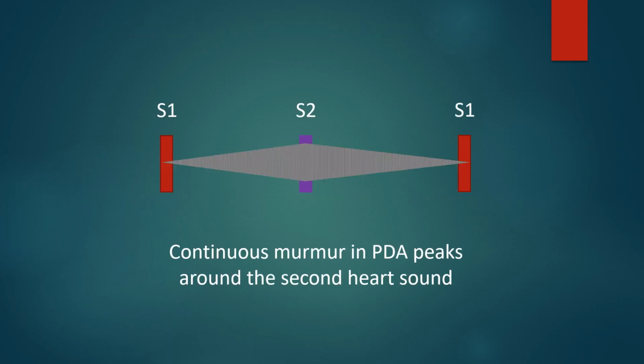Now we move on to continuous murmurs. Continuous murmurs start in systole and continue through the second heart sound into a variable part of the diastole. Some of these murmurs are heard throughout the cardiac cycle. The classical continuous murmur is that of patent ductus arteriosus, known as Gibson's murmur.